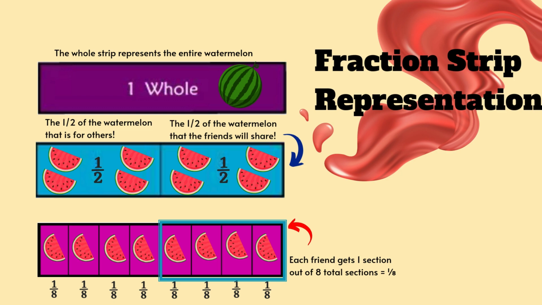Now, we take the half that the friends will be sharing and divide it into 4 equal parts because there are 4 friends. When we do this, we see that each friend's share is just a small section of the entire strip. So if we look at the whole strip, which is divided into 8 equal sections, each friend's share is exactly 1 out of those 8 sections. So this confirms our calculations, which says that each friend gets 1/8 of the whole watermelon.